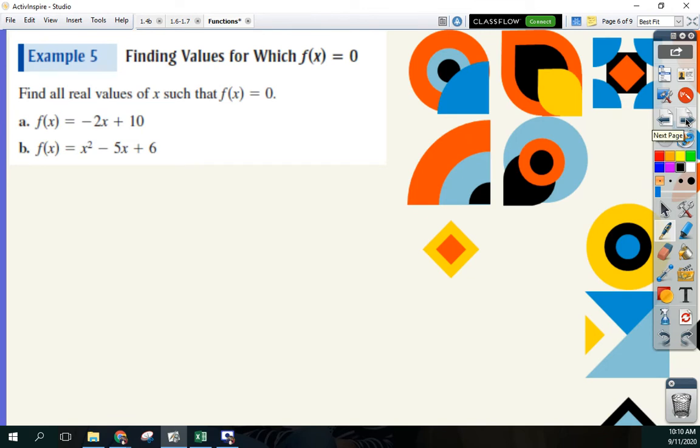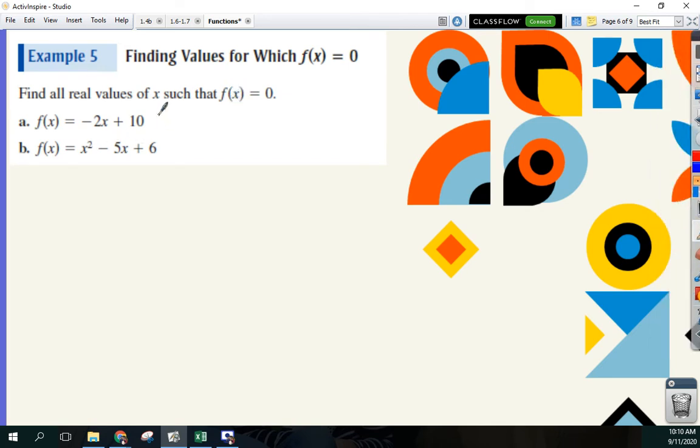Moving on. It says find all the real values of x such that f of x equals 0. So notice what they're asking us to do here is to find what x values make my whole function 0. So I'm not replacing the x this time, I'm replacing the f of x. And then we need to solve.